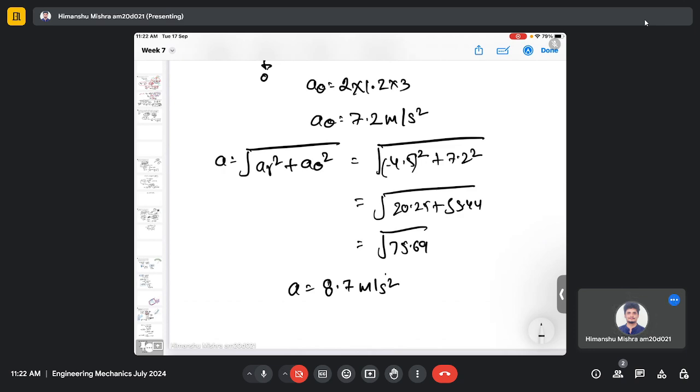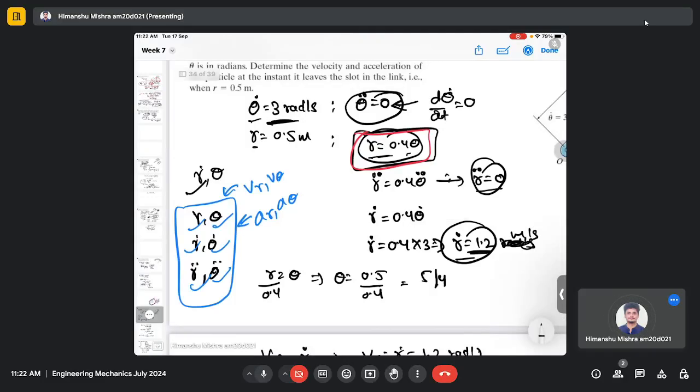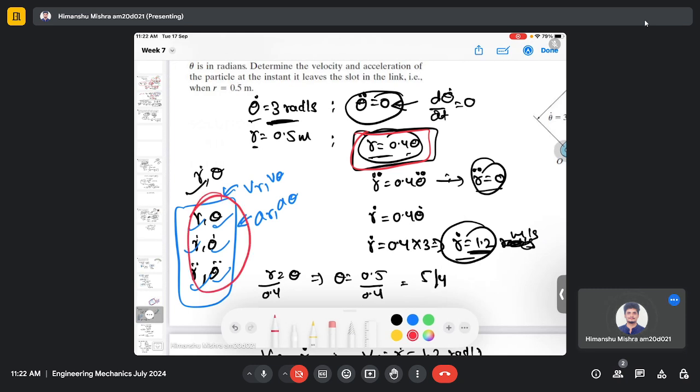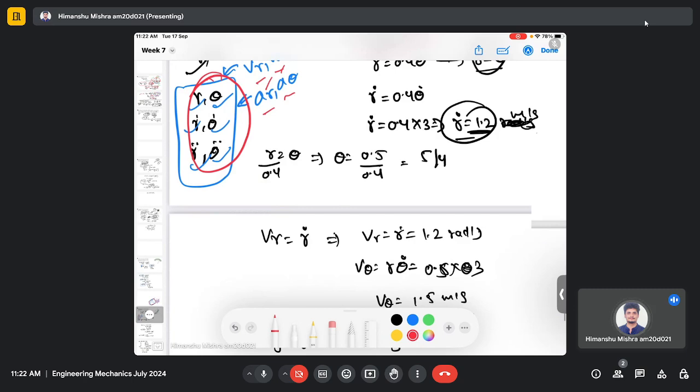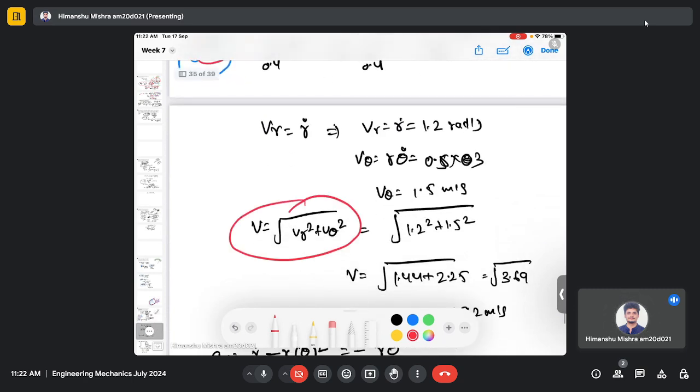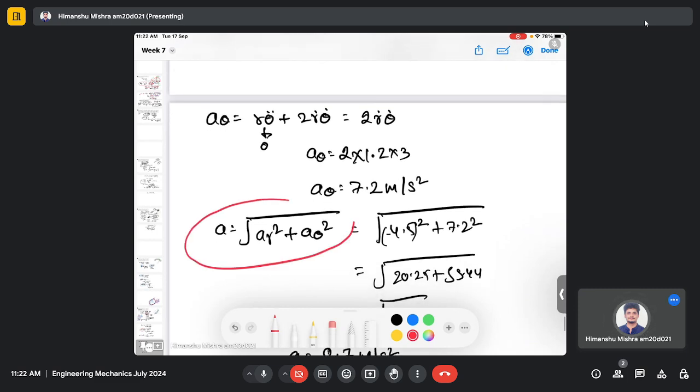So again we have used a similar concept: first we figure out all 6 variables of r and theta. Then, since the components of velocity, vr and v theta, and the components of acceleration, ar and a theta, are made entirely from these 6 variables, I can easily find these components and then calculate the magnitude of velocity and the magnitude of acceleration, right?